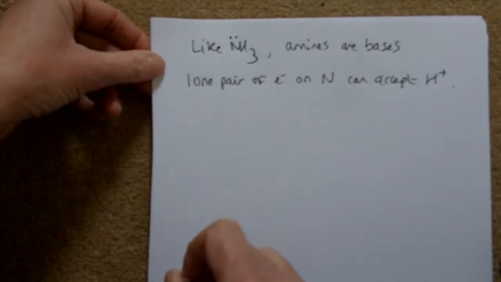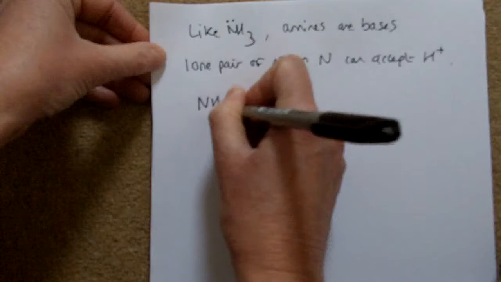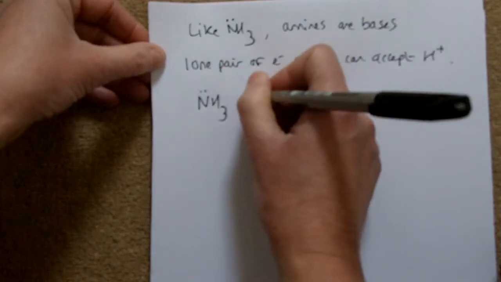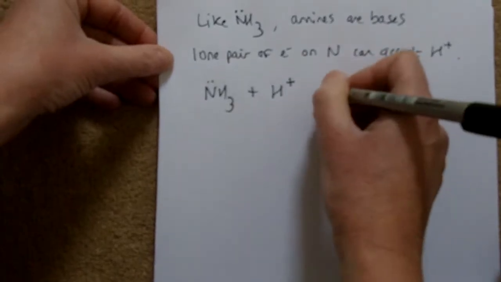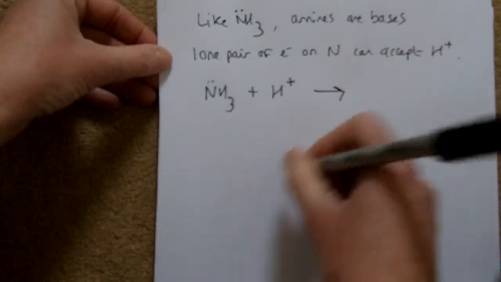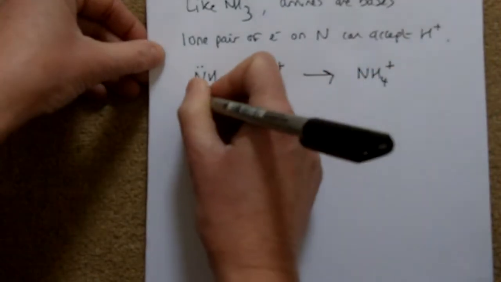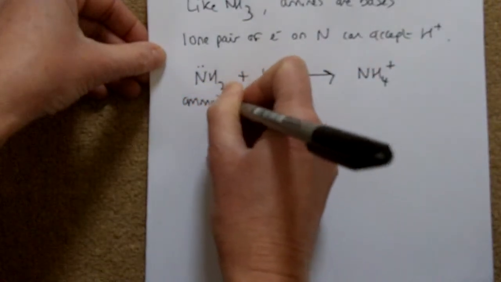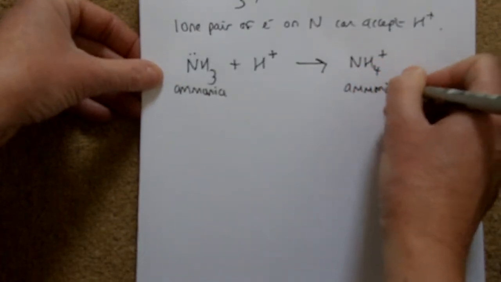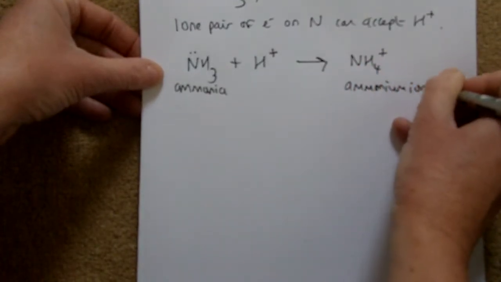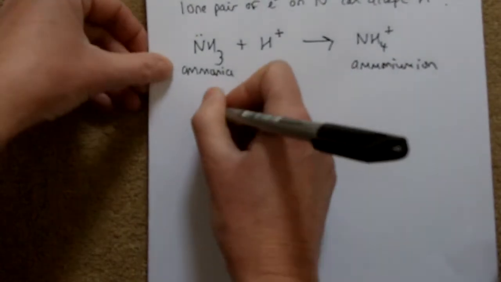So let's take ammonia first, a bit of revision. Okay, so if you've got ammonia, and you react it with an acid, what do you get? So you get the ammonium ion. So that's ammonia. So this is AS revision, and you get the ammonium ion. Let's look at it in terms of dot and cross diagrams.